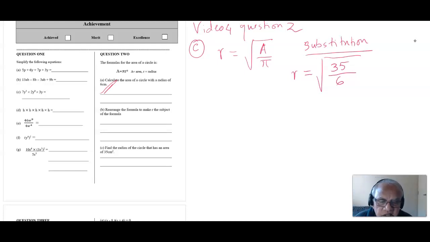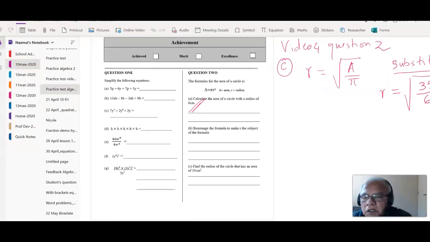Now my question is, can I solve that without using a calculator? Yes, we can, but we require basic numeracy skills. But in any kind of class in the modern world, we are so used to using the calculator. Working out the square root of 35 over 6 is not going to be easy without the calculator. So I'll pause the video.